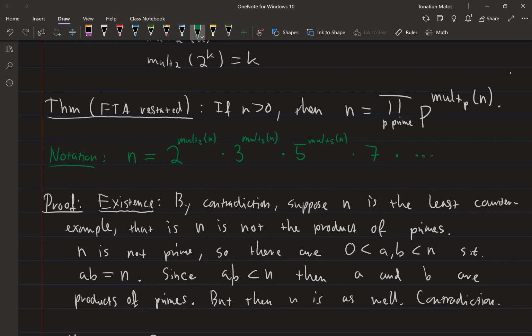And this goes on forever. You do this for every prime number. Now, the reason why this is well defined is because you could only ever have finitely many prime numbers that divide your number. So eventually, these will all be 0, right?